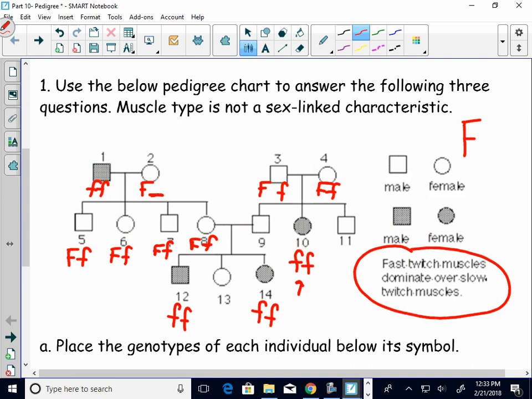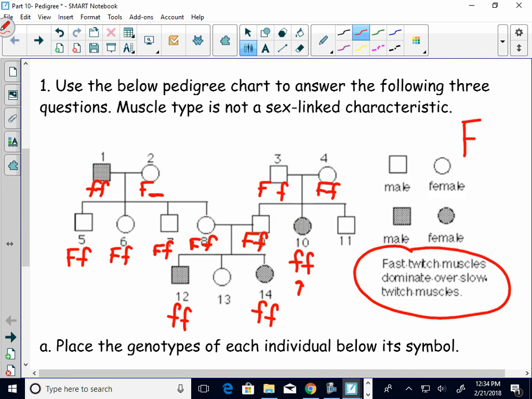Now, what about number 9? Can we tell number 9? Number 9 has to have a capital F because they're not shaded in. What about the other one? Has to be a lowercase f because of 12 and 14, right? So we're looking at 2 more here.